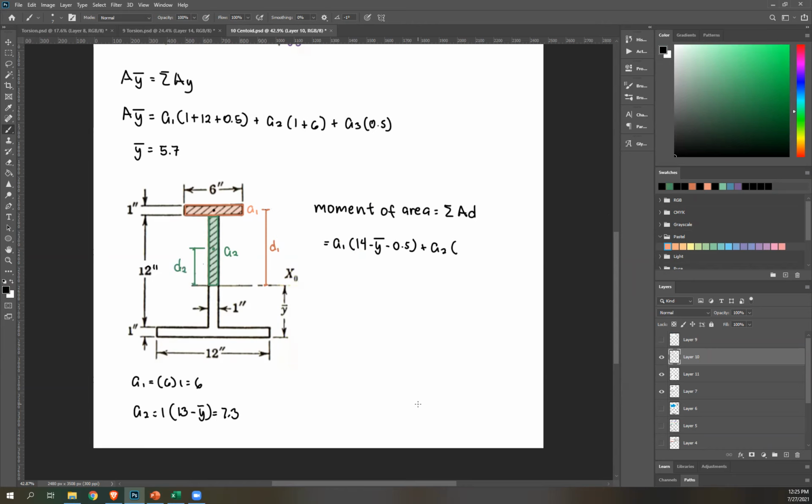Now to get that, one way you can do is take this length, because we know this to be 13. So 12 plus 1, that's 13. Then subtract y bar.